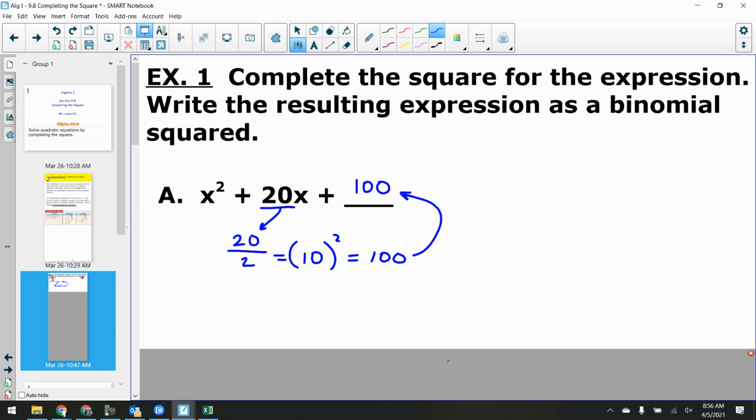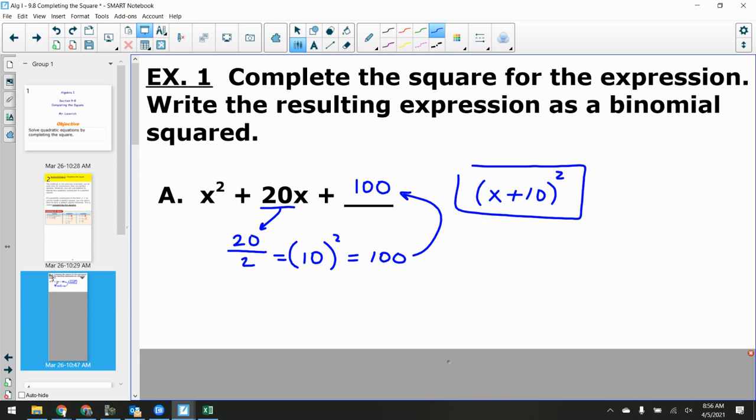What are the factors of 100 that add to get to 20? 10 and 10. So this factors into, I could write it as x plus 10 times x plus 10, but we're going to write it a little bit differently. We're going to say x plus 10 squared. And that's going to help us a little bit later on. You'll see why here in a second.